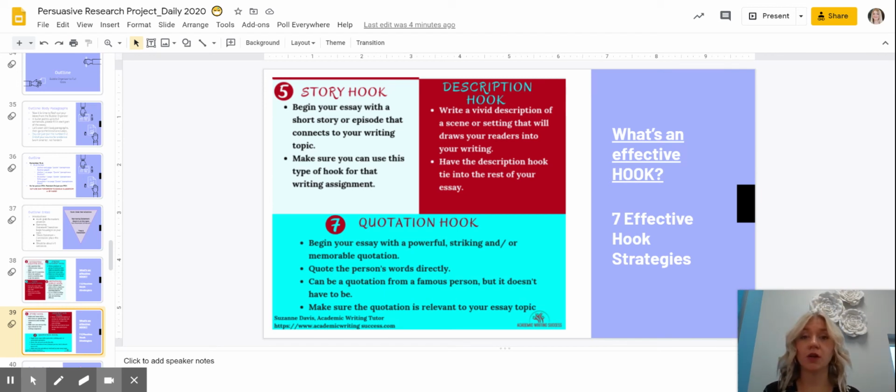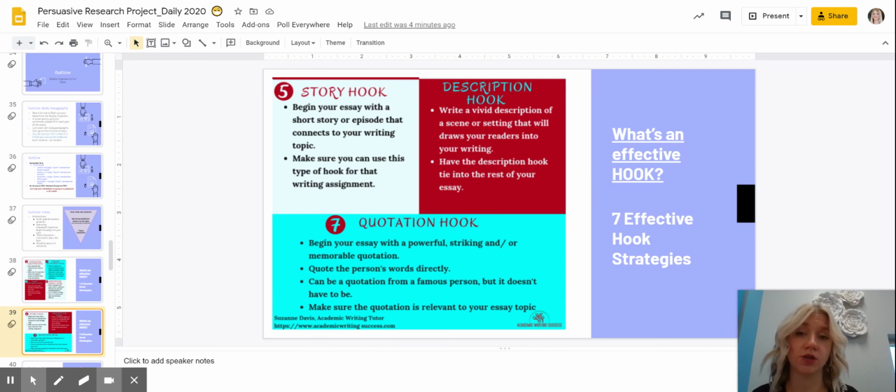You can do a description hook. Write a vivid description of a scene or setting that draws your reader into your writing. So kind of describe a scenario. So come up with a fictional scenario about something like, for example, how a person feels during a 3-day weekend and how wonderful it is to get that time to relax, to do different activities, even time to get your homework done. Okay. Again, that has to tie into your narrowing statement.